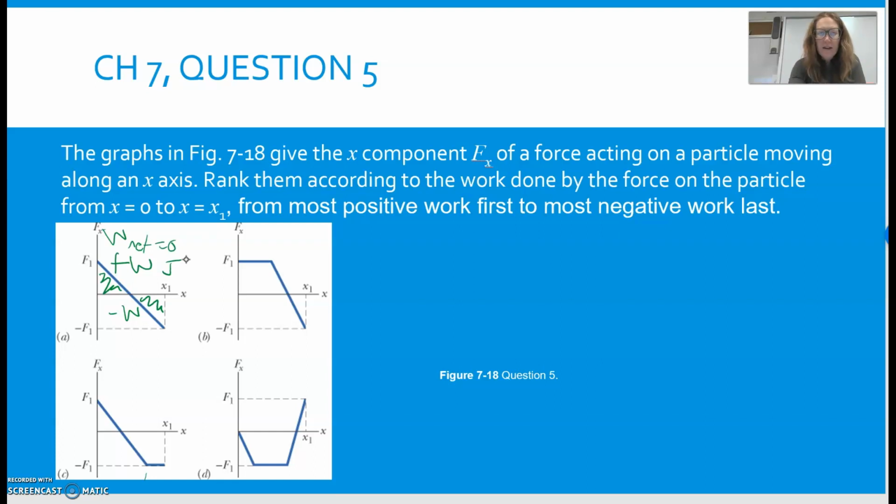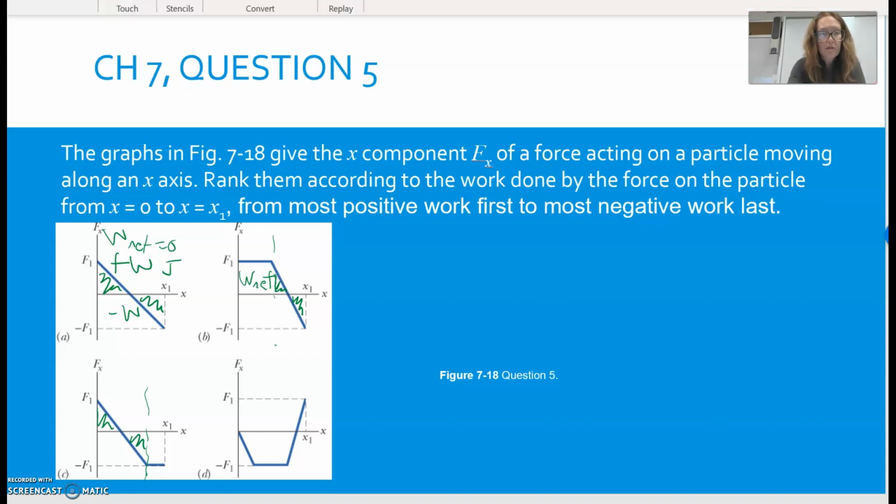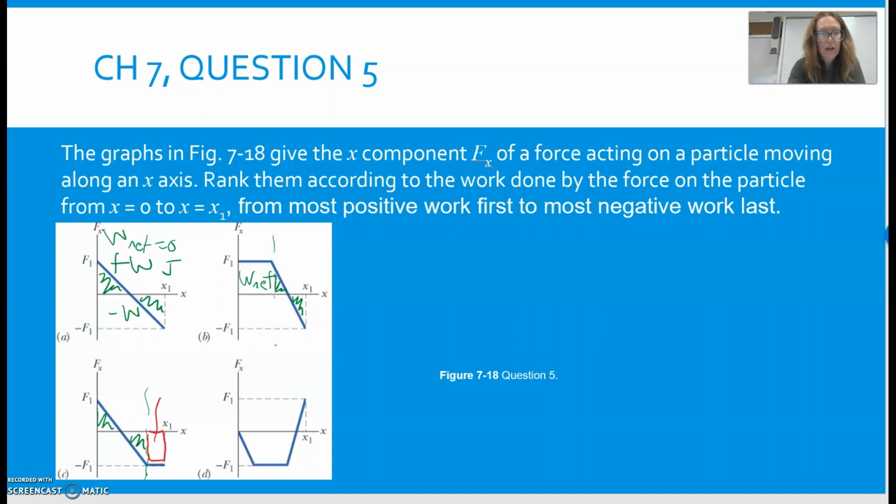For B, again, I think they're trying to make this a little bit easy on me, because it looks like this triangle cancels with that one possibly. So then this is my net work. What's left is the positive square rectangle there. Okay, so I got a positive there. Here, taking a look, it looks like this triangle cancels with this one and leaves me with this skinny rectangle of negative work right there.